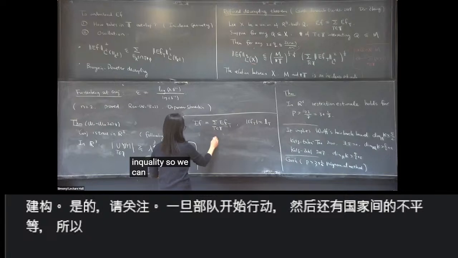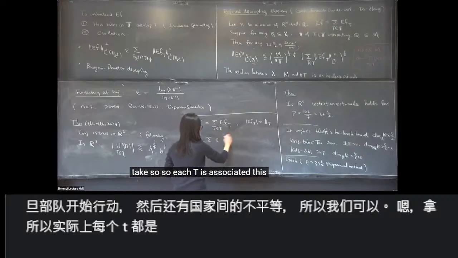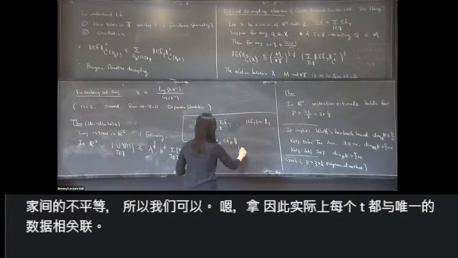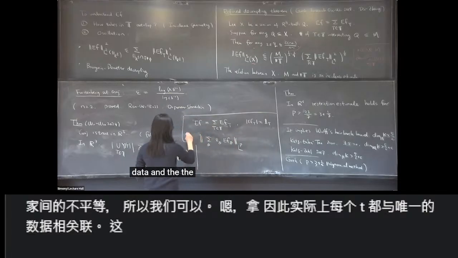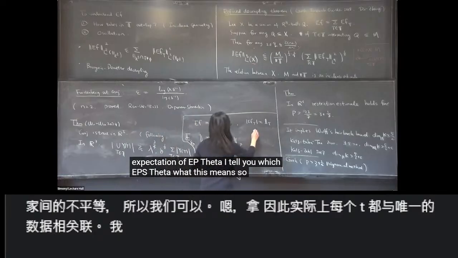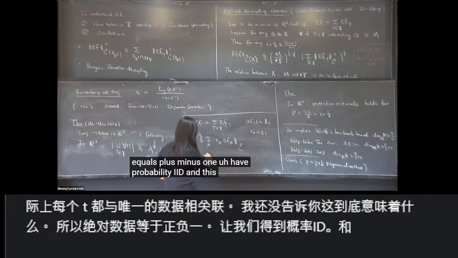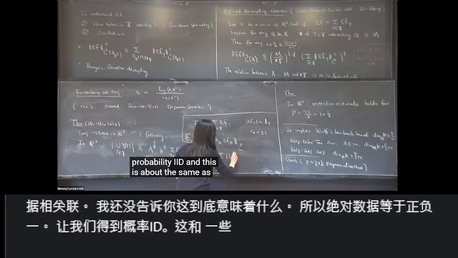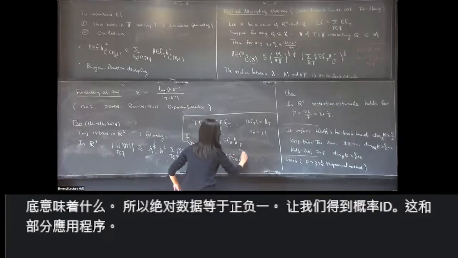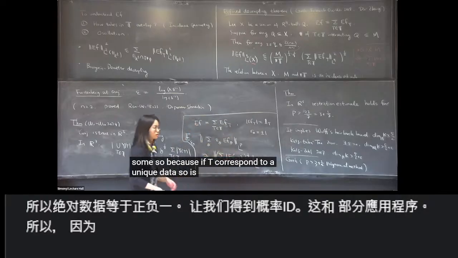So we can take, each T is associated with a unique theta. And the expectation of epsilon theta, where epsilon theta equals plus or minus 1 with half probability, IID. And this is about the same as the sum over the epsilon. Because each T corresponds to a unique theta, this is on the right-hand side.